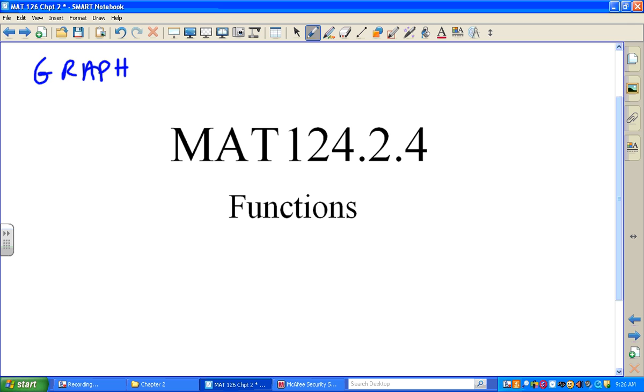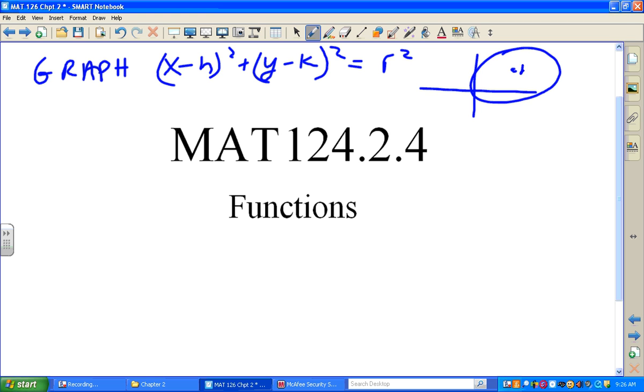A circle. (x minus h) squared plus (y minus k) squared equals r squared is a circle centered at (h, k) with a distance of r. Okay? That's how fast you have to know things. That's a graph. It's a relationship of an equation.